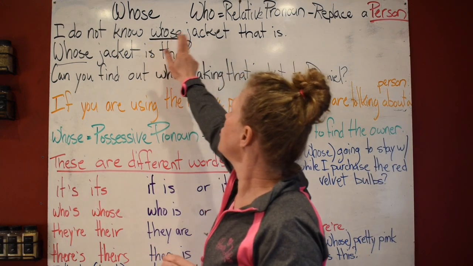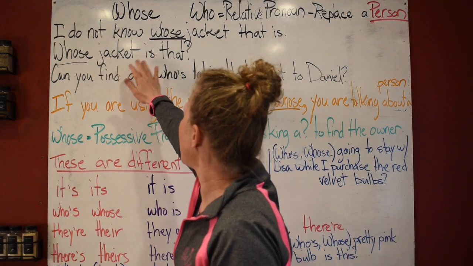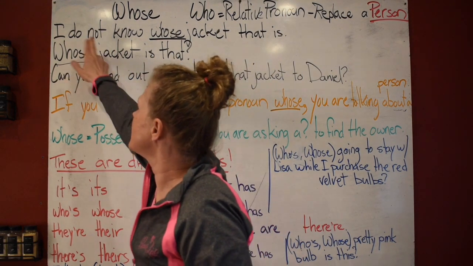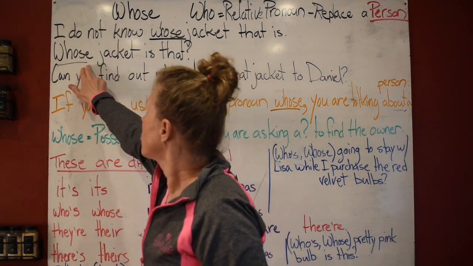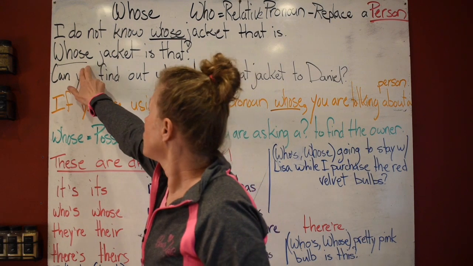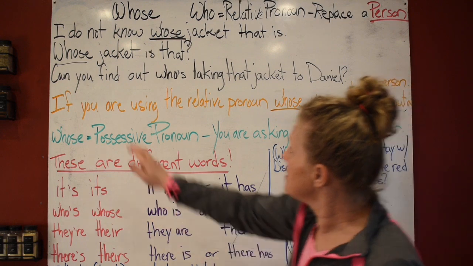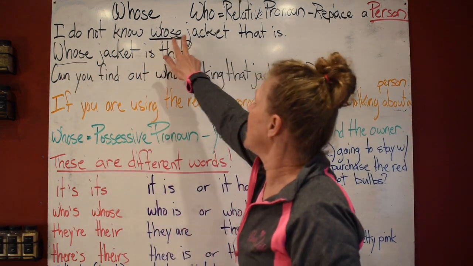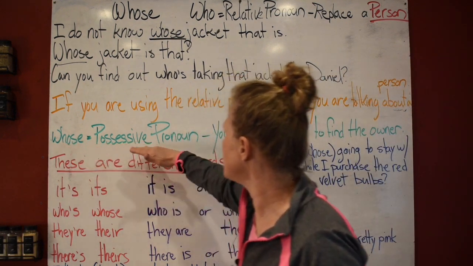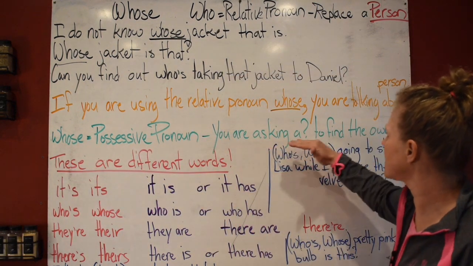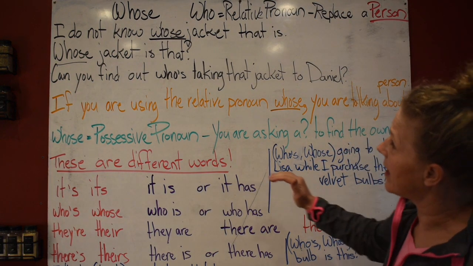Look at this. Whose jacket? They're asking a question. Whose jacket is that? See, it's asking the question, whose jacket? Right? So this is acting as an adjective for jacket. Daniel's jacket. Daniel's jacket. Right? Whose is a possessive pronoun. You are asking a question to find the owner. You're going to ask that.